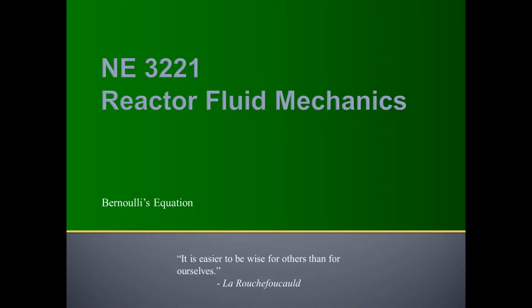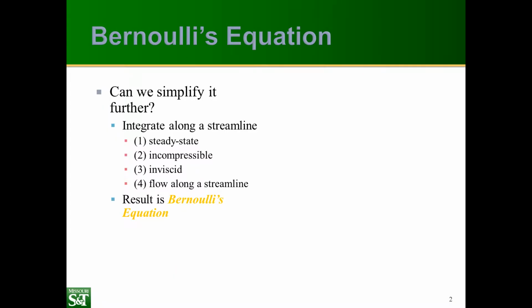So now that we've discussed Euler's equation, we're going to move on and talk about Bernoulli's equation, which is actually a simplification. And the question is, can we simplify Euler's equation any further? We can actually integrate it. We integrate along a streamline. So we make the assumption of steady state, incompressible, inviscid flow, and we have flow along a streamline.